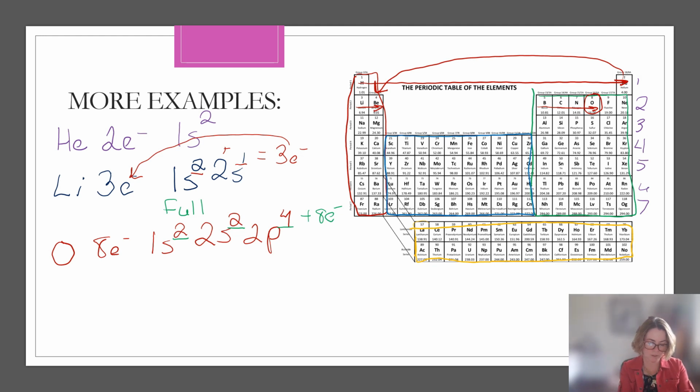Also want to point out that 1s is completely full. That first energy level is completely full. This will become important in a little bit.